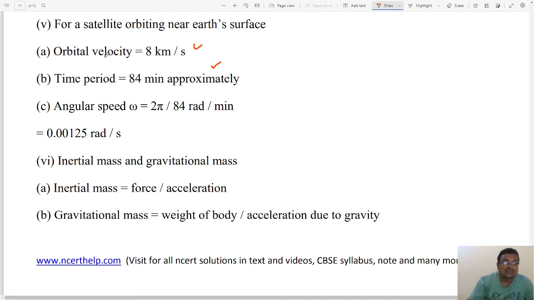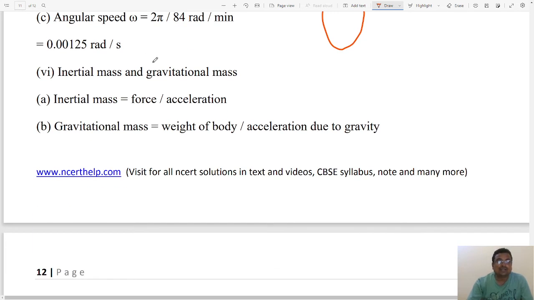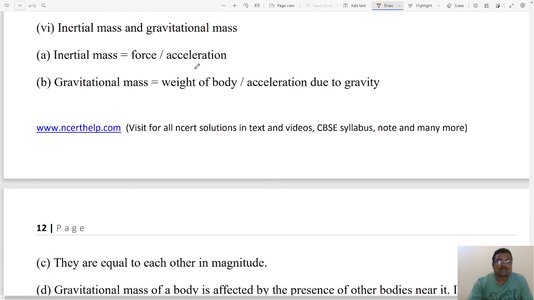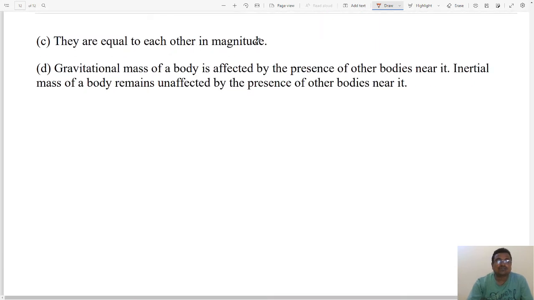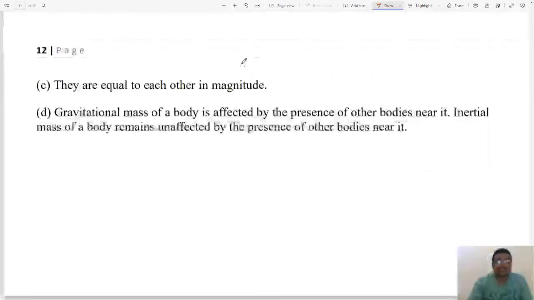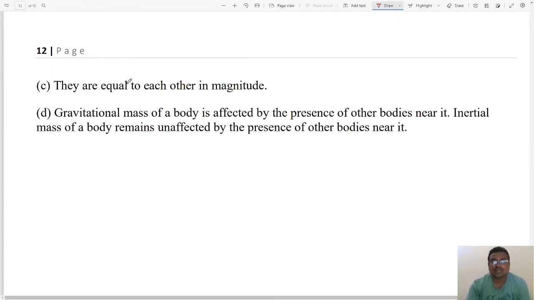Orbital velocity, the velocity with which the planets revolve around the sun, is 8 kilometer per second. Escape velocity is 11.2 kilometer per second. Now, inertial mass and gravitational mass. Inertial mass is equal to force divided by acceleration. They are of equal magnitude. Gravitational mass of a body changes in the presence of another body, but inertial mass remains unaffected.